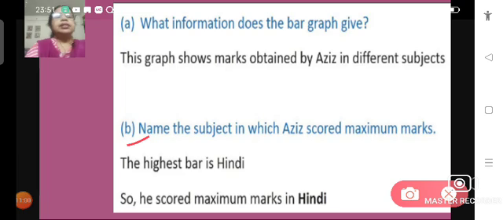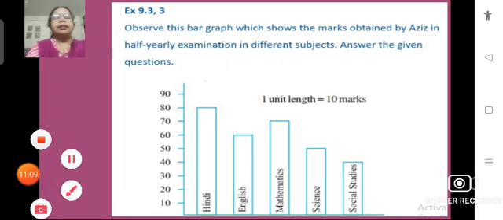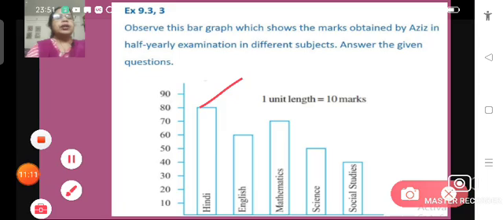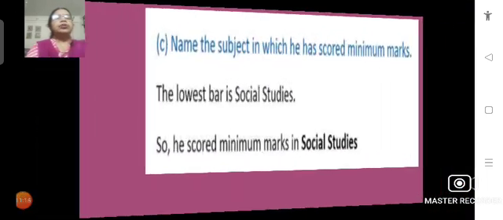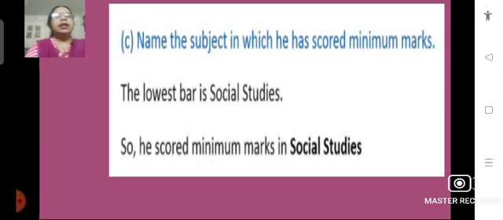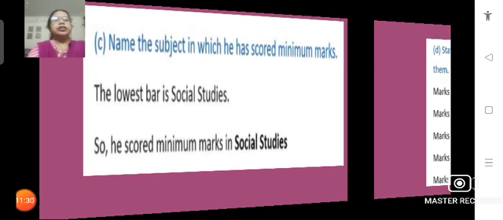Now question B, name the subject in which Aziz scored maximum marks. So the highest bar, we can see the highest bar is in Hindi. So he has scored the maximum marks in Hindi. Next question, C, name the subject in which he has scored minimum marks. The lowest bar is social studies. So he has scored minimum marks in social studies.